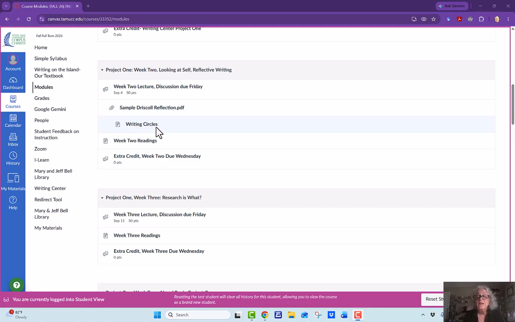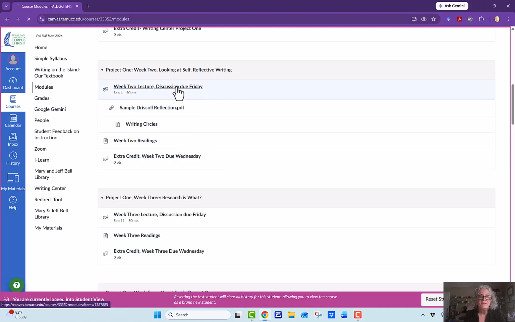writing circles. Now, writing circles are not something that you're graded on, doing a collaborative project. Writing circles are put together so you can find someone to do a discussion post, the response to students, to work on drafting. Here's the readings for the week, and of course the extra credit.